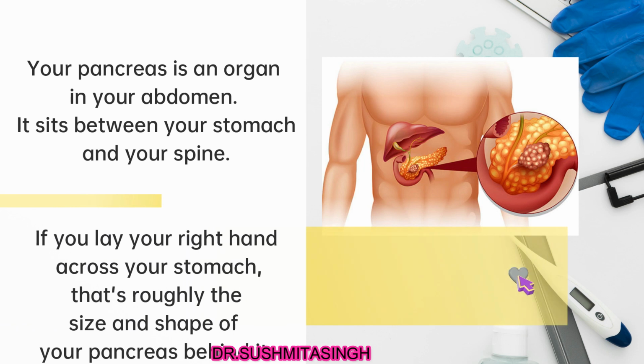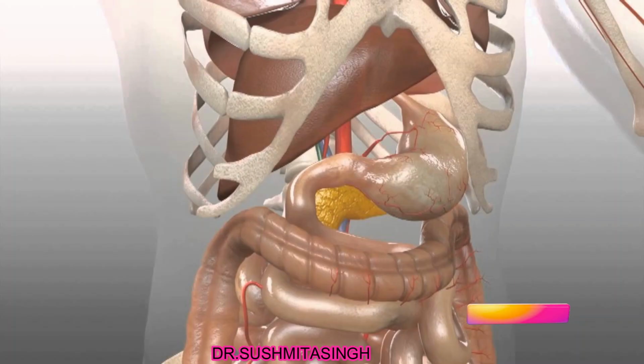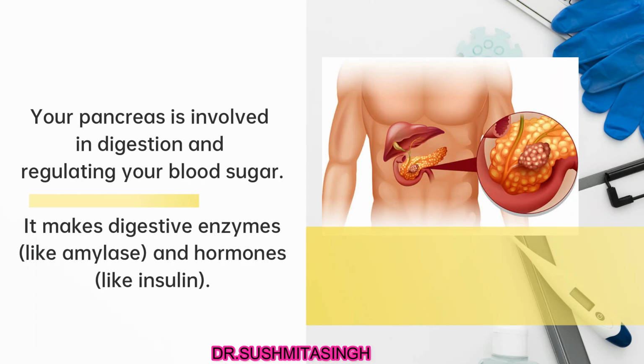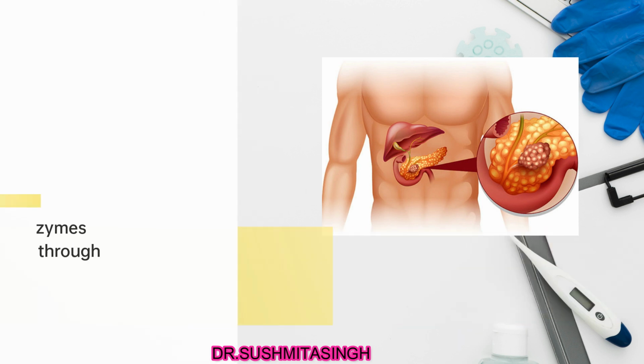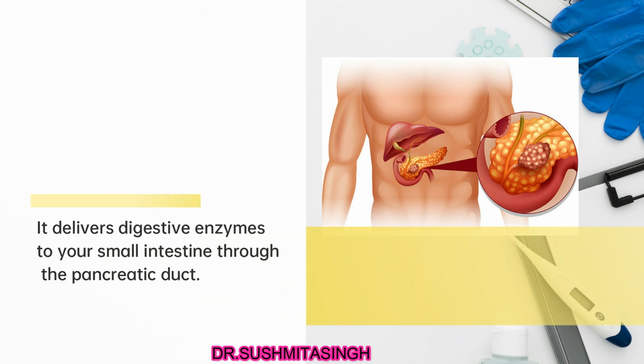If we talk about the anatomical position, then it lies between your stomach and the spine. You can easily palpate it while lying down. Now this organ is very important for regulating the blood sugar in your body, as well as it helps to regulate the digestive enzymes in your body.